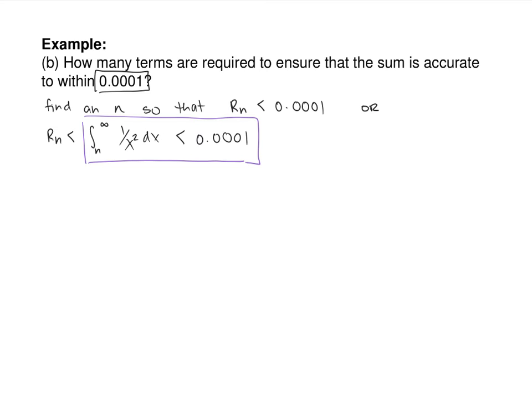Yeah. So the only difference here is we'll have the limit as b goes to infinity, integral from n to b, x to the negative 2 dx. We want that to be less than 0.0001. I don't know why I wrote negative 1/2. That's obviously incorrect. It's negative 2. So what's that? Negative 1 over x, from n to b, less than 0.0001.